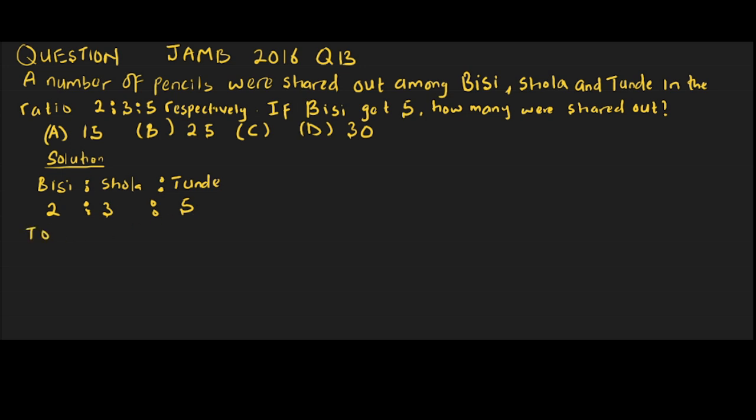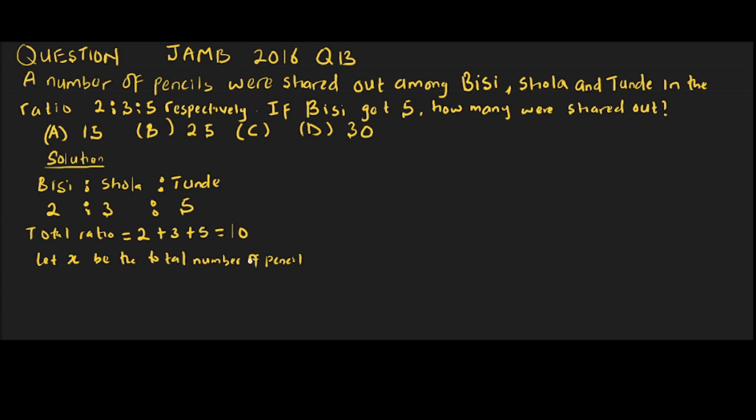Now, the total ratio is equal to 2 plus 3 plus 5, and that's 10. That's the total ratio. Now I want to know, we don't know the total number of pencils, so we can say let X be the total number of pencils.